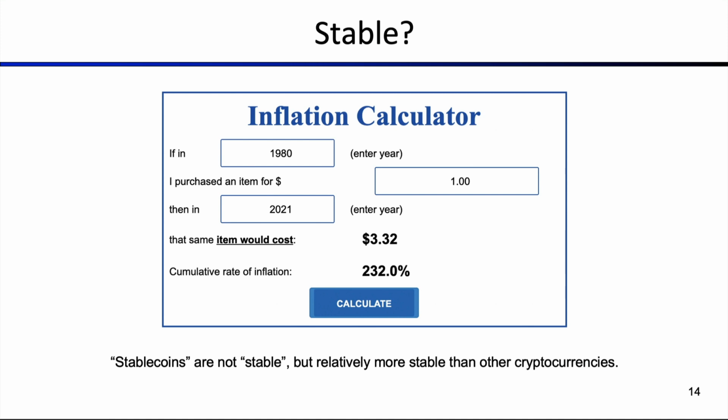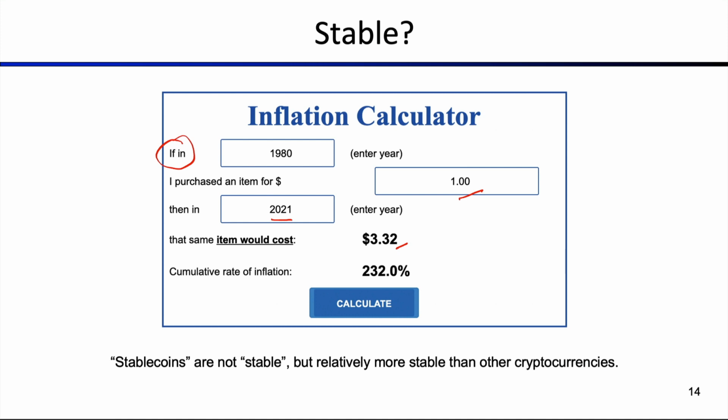Again, back to the question of what is stable or what is not stable, I would like to draw your attention to an inflation calculator. So this is if, for example, in the year 1980, right, you purchase an item for $1, then in the year 2021, so this year, that item would cost $3.32. So there's a cumulative rate of inflation of 232% over these 41 years. So that's quite significant.